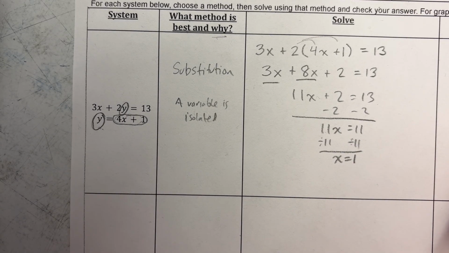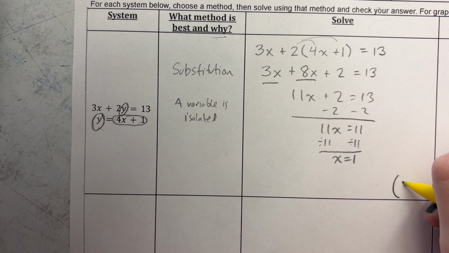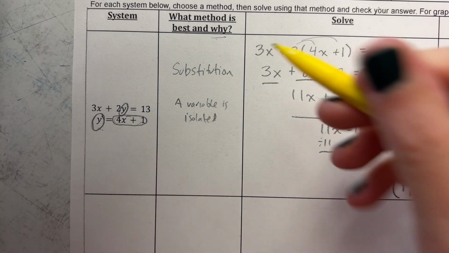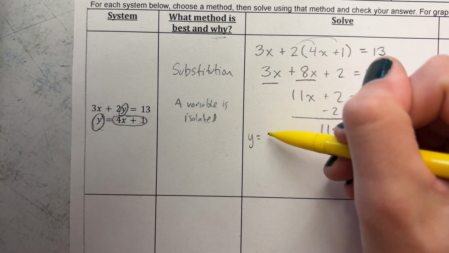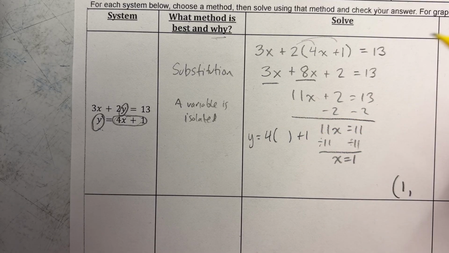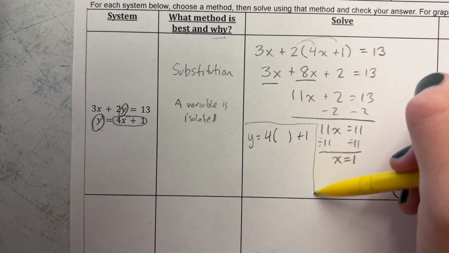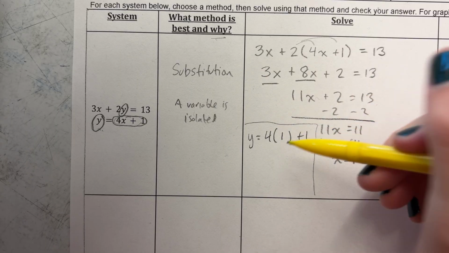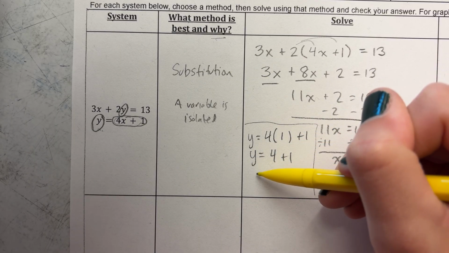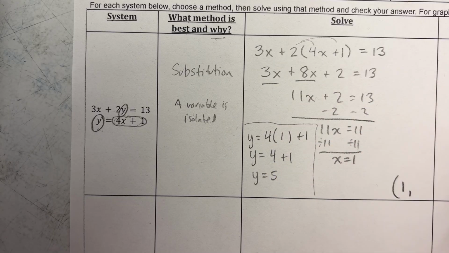Okay, so I'm going to start with my answer is 1 comma something, and I'm going to take that x, and I'm going to plug it in here. So this is y equals 4x plus 1. Look, this is me finding y. I'm going to take that x value, plug it in here. So 4 times 1 is 4, plus 1, my y is 5. Okay, so here's my answer.